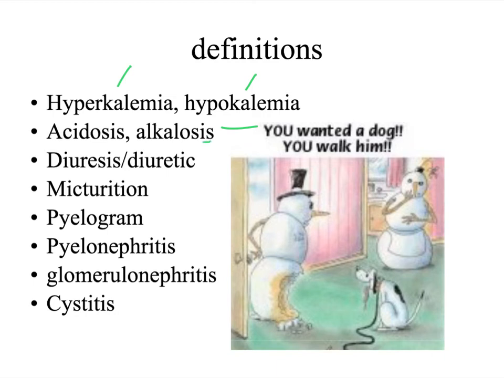The word diuresis is basically used now to talk about production of a large amount of urine, and a diuretic would be a medication that will induce that. In other words, if you want to produce more urine, you will take a diuretic. Micturition is simply voiding your bladder. It's the act of peeing, basically.